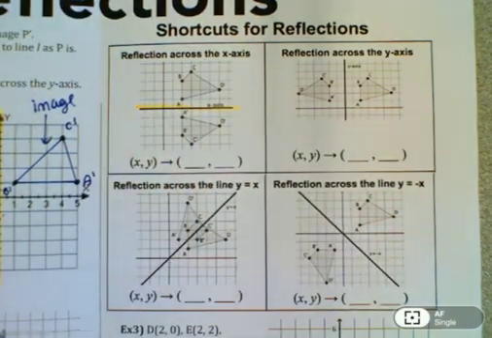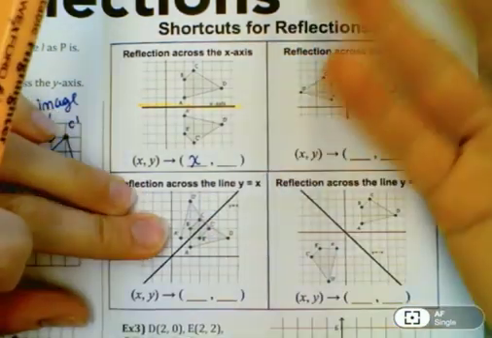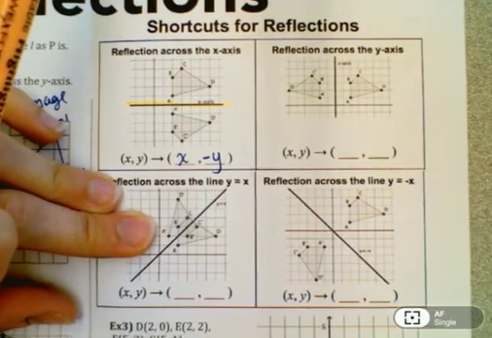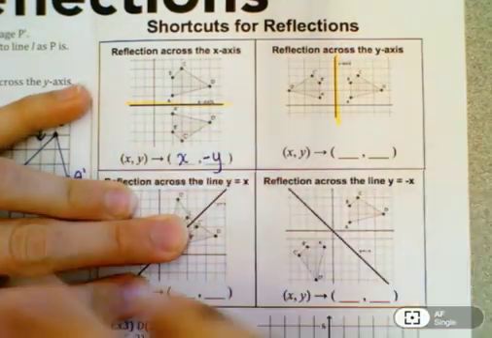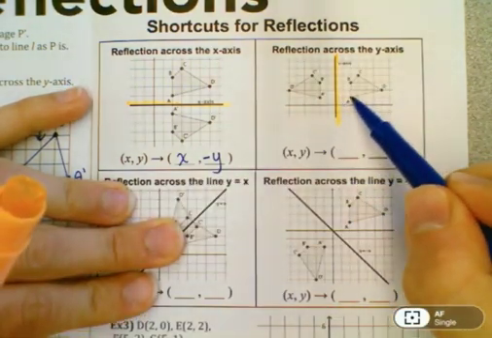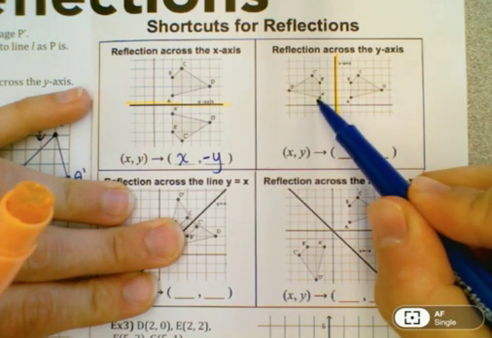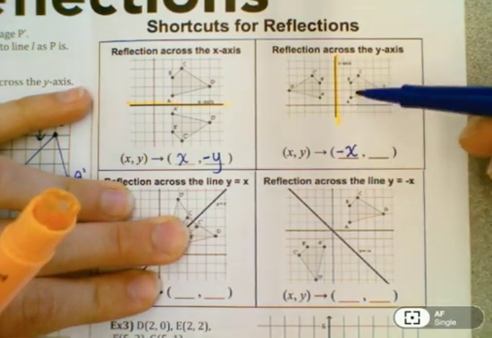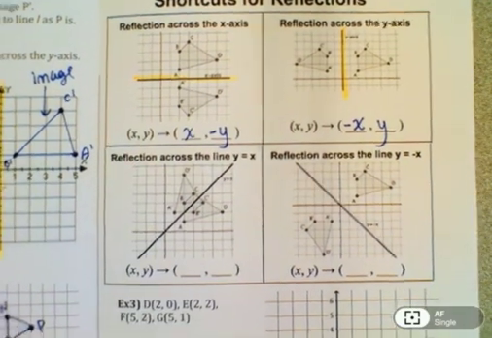If we're reflecting across the x-axis, my x values are not going to change, but the y values are going to become opposite of what they originally were. So x, negative y. If we're reflecting across the y-axis, this time it's the x's that flop, right? Because if it was 2 to the right of the y-axis, my new point will be 2 to the left. So they'll be opposite of whatever they originally were. But the y values will not change. So those are the shortcut rules for reflecting across the axes.